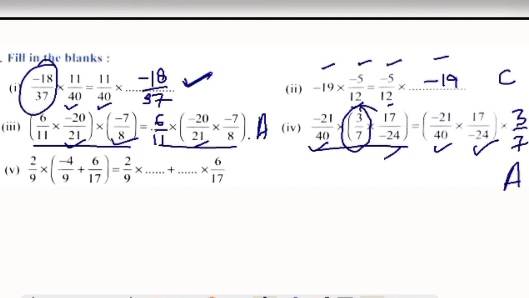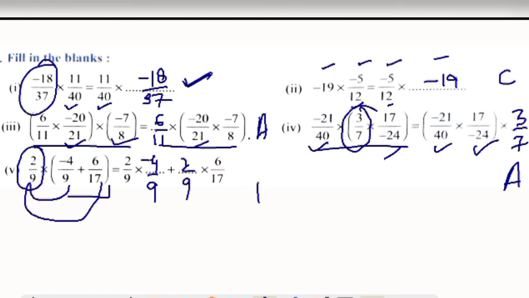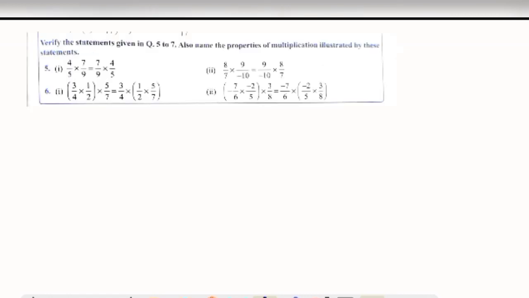Okay. In this we have 2 upon 9 multiply in bracket we have minus 4 upon 9 plus 6 upon 17 is equals to, this is distributive property students. You will distribute this 2 upon 9 inside the bracket. Okay, so 2 upon 9 multiply minus 4 upon 9 plus 2 upon 9 multiply 6 upon 17. This is distributive property. Now question number 5. Verify the statement. Also name the properties of the multiplication illustrated by these statements.